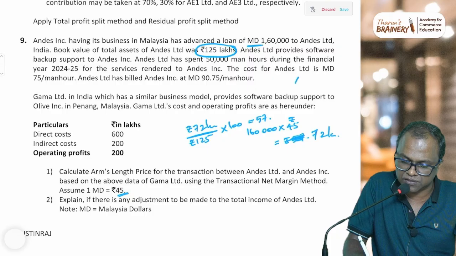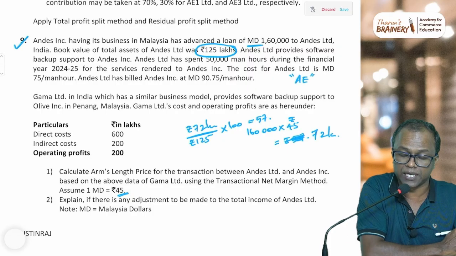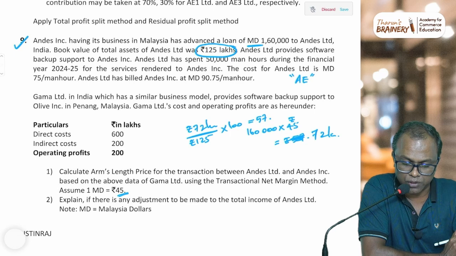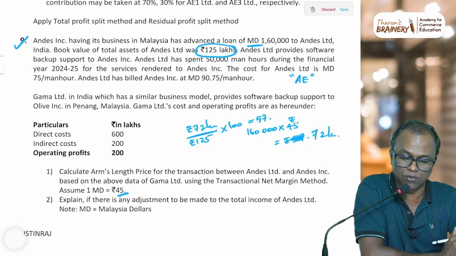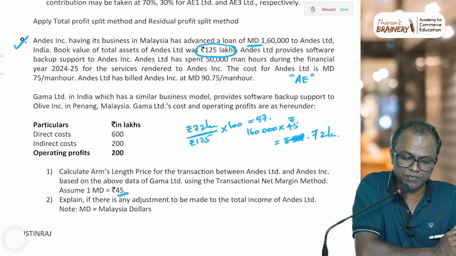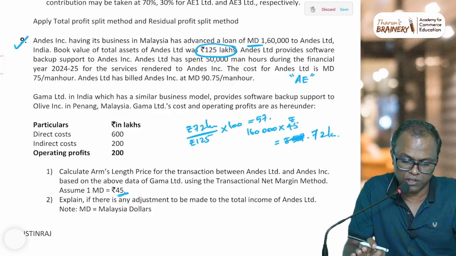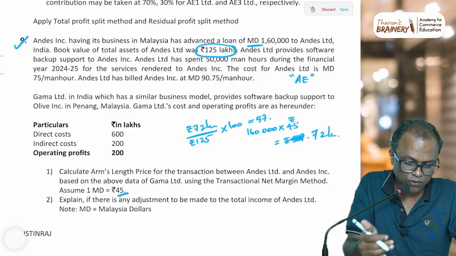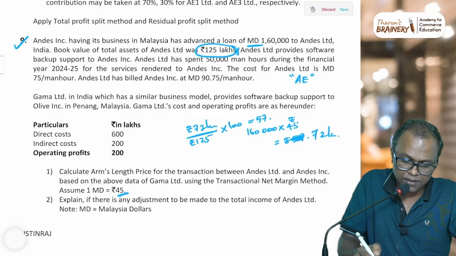So this first we should establish they are AE. Then we have to write separately. It's an adjustment, because the question says nothing regarding shareholding. The question doesn't say holding or subsidiary. So only if they are AE, transfer pricing provisions are applicable. So how are they AE? Because of this condition: advancing a loan which constitutes at least 51% of book value of assets of the borrower. Okay, they are AE. Now we can think about the TP.